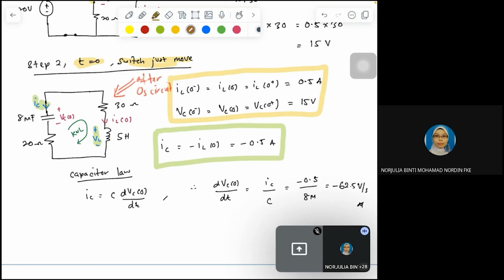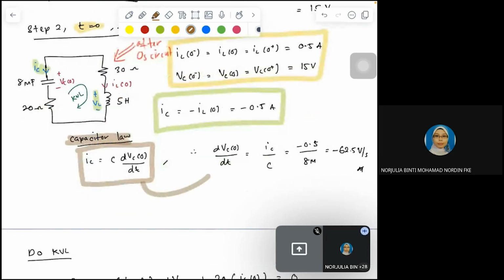Then, by applying the capacitor law, the current that flows through the capacitor is equal to C dVc0/dt. From here, we find dVc0/dt is equal to the current at the capacitor divided by the capacitor value, which is equal to negative 62.5 volts per second.